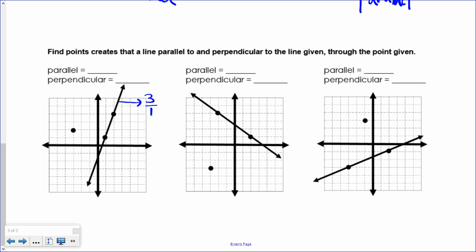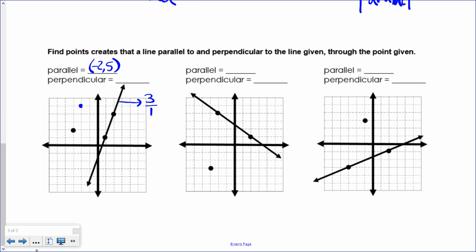How could I find another point? Starting from here, you go up 3 and over 1. That's how you create a parallel line. It has the exact same slope. Remember on a graph, you can just count rise over run to get that slope to happen. So what is that point? -2, 5.